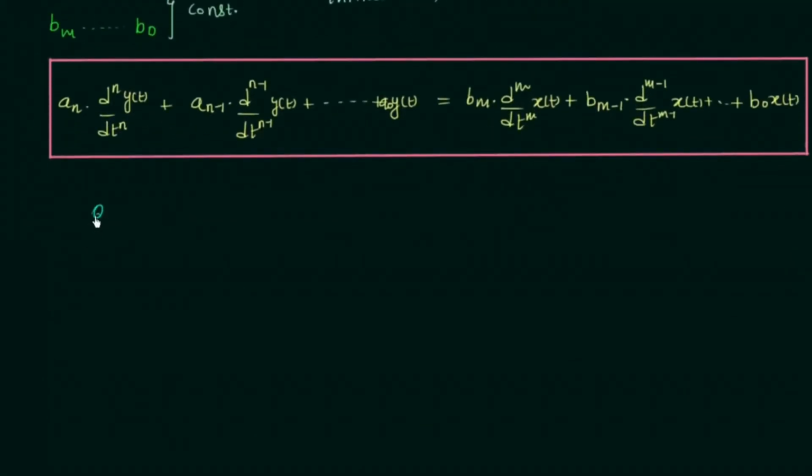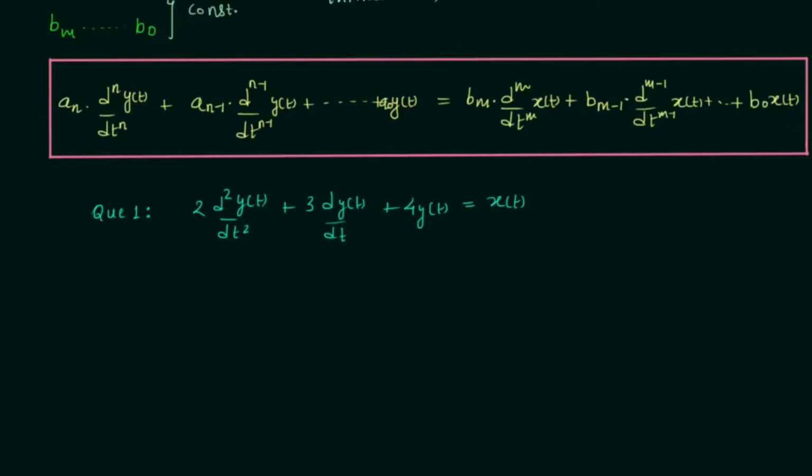In question number 1, the differential equation is given. It is equal to twice the second derivative of output y(t) plus thrice the first derivative of output y(t) plus 4y(t) equal to x(t). So you can clearly see here the equation is matching with our standard equation. So we can say that the given differential equation is an equation of an LTI system.